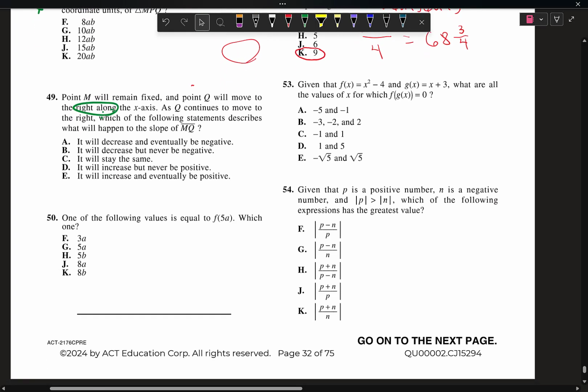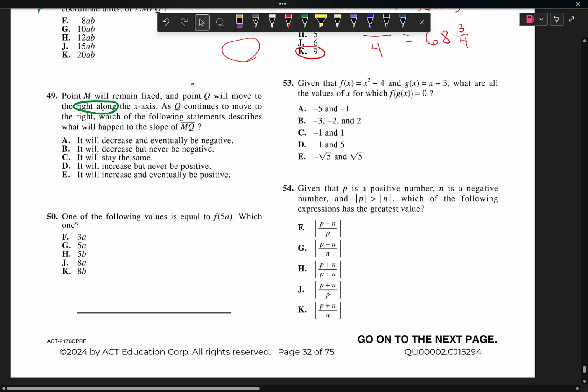53. Given that f of x equals x squared minus 4 and g of x equals x plus 3, what are all the values of x for which f of g of x equals 0? A couple ways to do this, but I think working backwards is probably the quickest. What I'm going to identify first is numbers that are showing up in more than one place, so I can kill two birds with one stone.